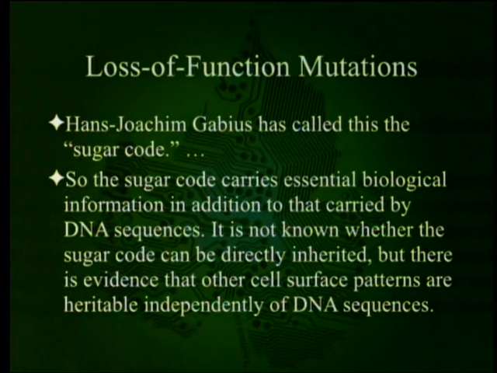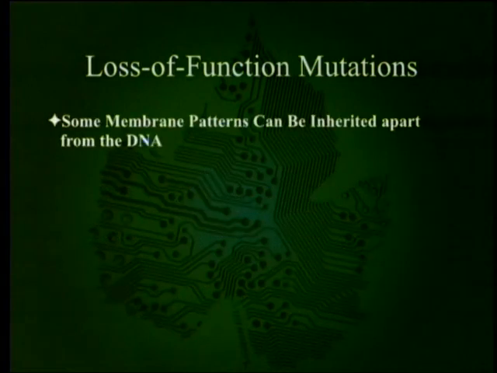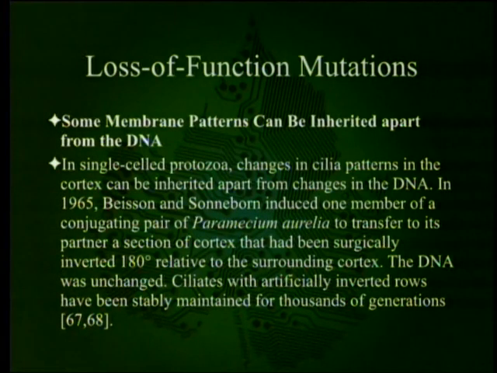And of course, Wells is suggesting that it probably is at least partly directly inherited. Some membrane patterns can be inherited apart from the DNA. So this is an example of why he said the sugar code probably is inherited. And this is probably one of his best examples. In the single-celled protozoa, changes in cilia patterns in the cortex can be inherited apart from changes in the DNA.